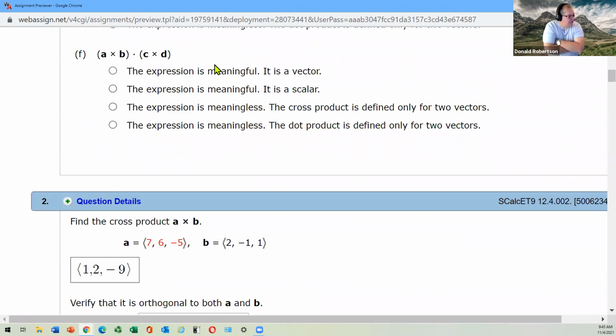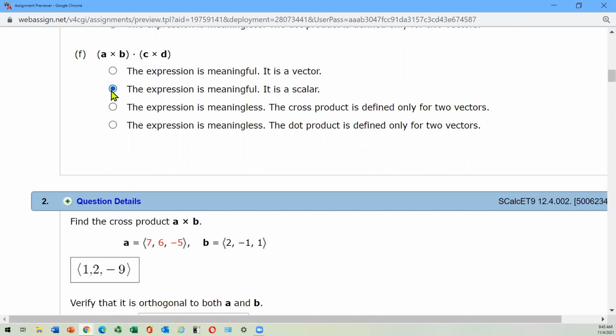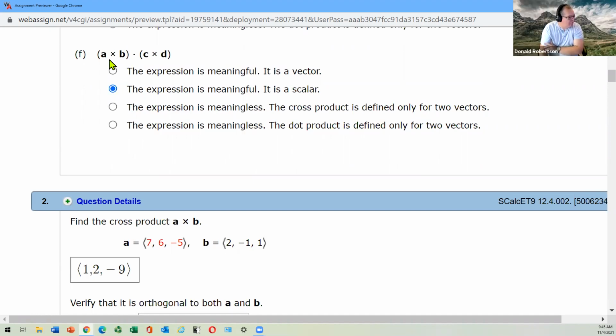Could you do cross product dot other cross product? Would that have a meaning? And what kind of answer would you get? Scalar or vector? Vector. Oh, scalar. And why? Well, A cross B is a vector, totally agree. C cross D is a vector. But what do you get if you take a dot product of a vector with a vector? Don't you get a scalar? A number is your answer. So there you go.